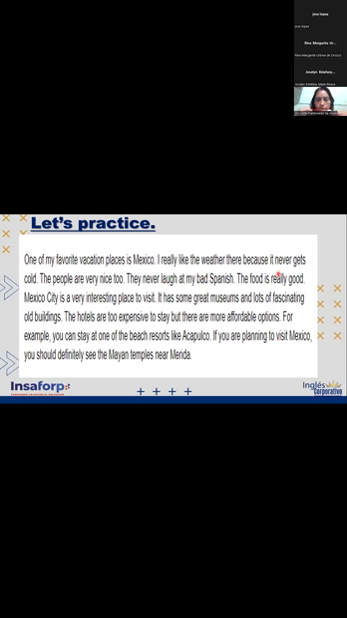Okay, so let me see. Jose Alberto, you're there? Jose Alberto, I don't see. Rosa Merida, okay, Rosa Merida, go ahead. If you are planning to visit Mexico, you should definitely see the Mayan temples near Merida. Okay, definitely. Definitely, okay? Very good.